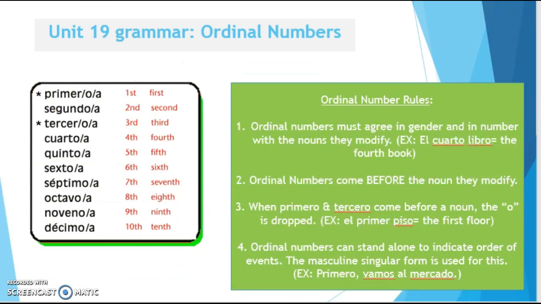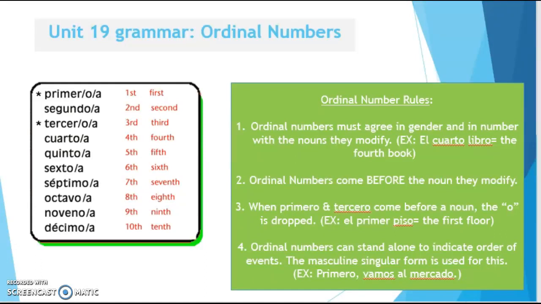Okay, our grammar for this unit is ordinal numbers, and in English, these are words like first, second, third. So you'll see a list over there on the left in Spanish, and then I have a few rules over here on the right. So let's take a look at these words in Spanish. Some of these are primero, segundo, tercero, cuarto, quinto, sexto, séptimo, octavo, noveno, and décimo. So that's first through 10th, and those are the most common.